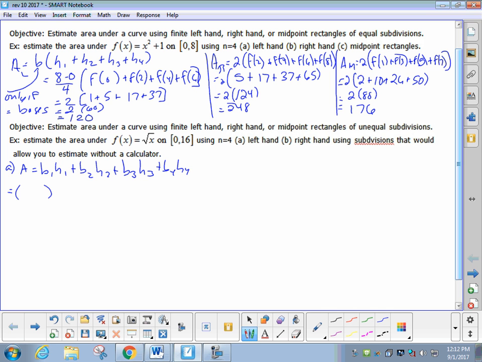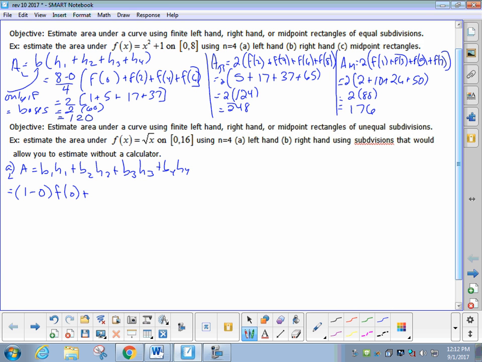Base 1 is 1, coming from 1 minus 0. Height 1, using left-hand rectangle. F of, what's the left hand? F of 0.